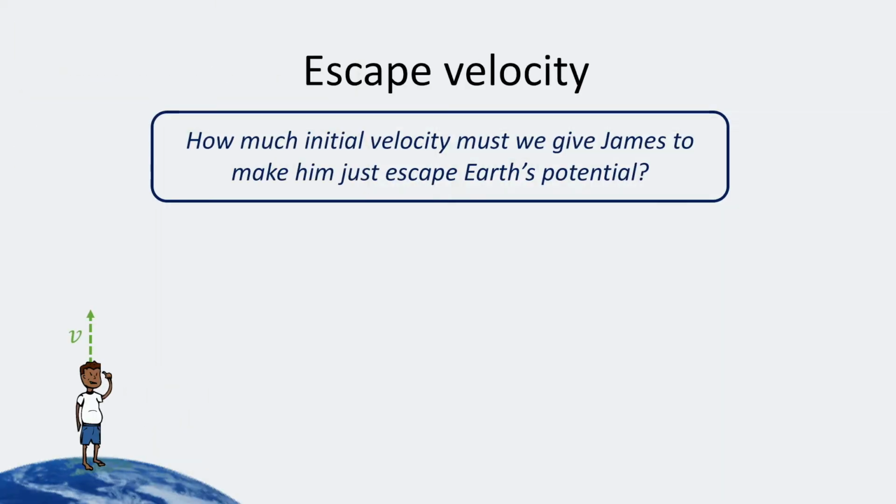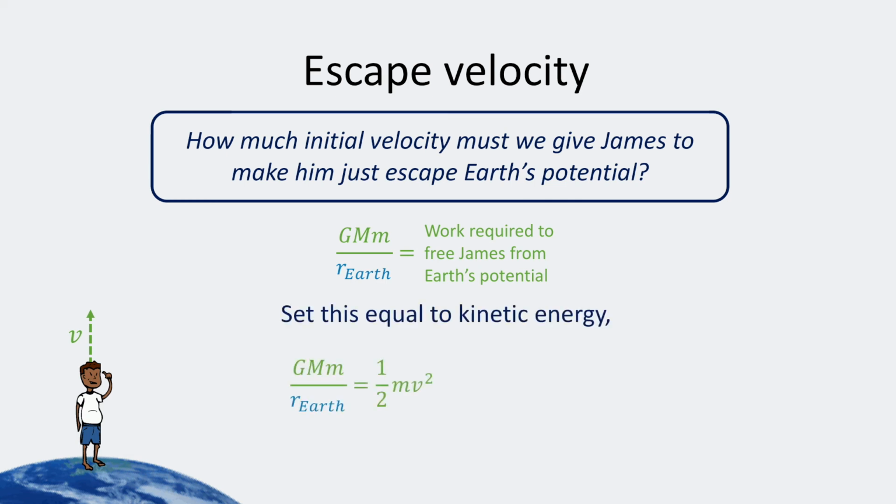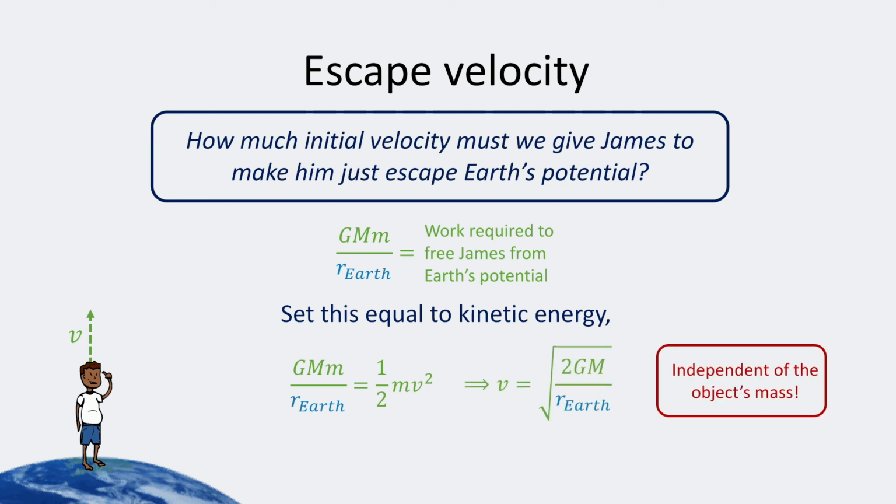We then used this result to tackle the question, how much initial velocity must we give James to make him just escape Earth's potential, if he's standing on Earth's surface? So we know that the work required to free James from Earth's potential is equal to GMm over the radius of Earth. And we set this equal to kinetic energy. So when we have this, we solve for v. And what we get is an expression v equals the square root of 2GM over r Earth, where M is the mass of the Earth.